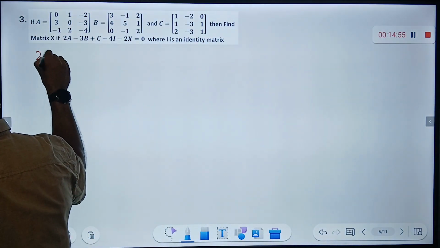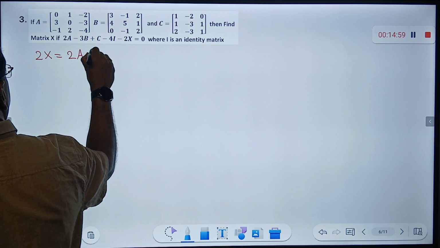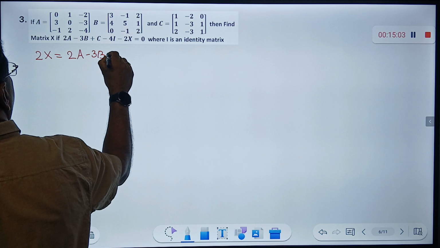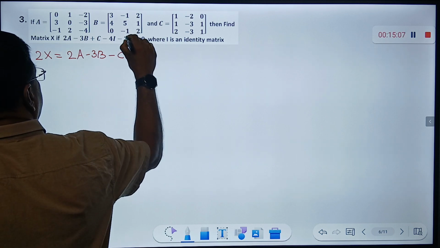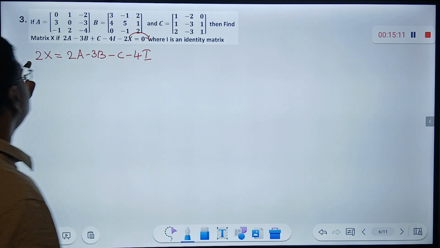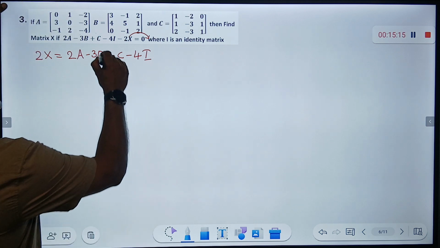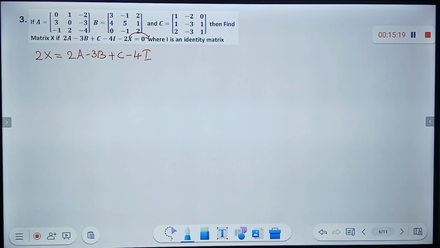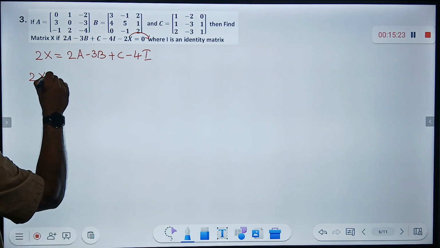I write 2X is equal to 2A minus 3b plus c minus 4i. I took the 2x to that side. Okay, so minus 2x becomes plus 2x. So this will remain 2a minus 3b plus c minus 4i. Clear?